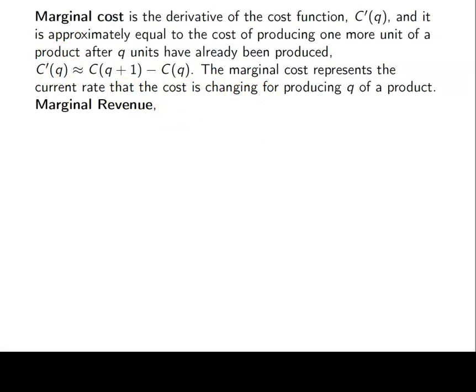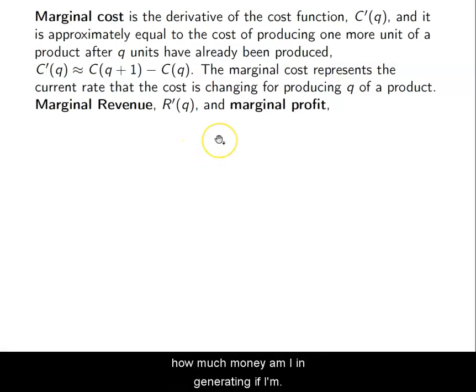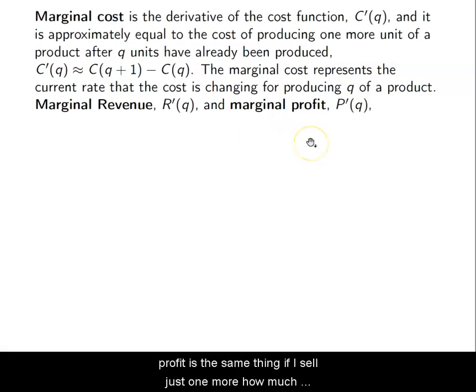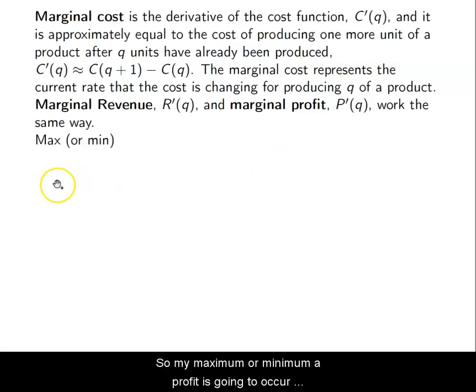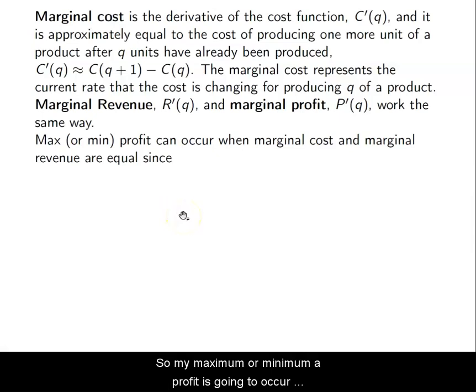It's the rate that the cost is changing. Marginal revenue is basically the same thing, but it has to do with revenue. How much money am I generating if I sell just one more cupcake? My marginal profit is the same thing. If I sell just one more, how much is my profit increasing? So my maximum or minimum of profit is going to occur when my marginal cost and marginal revenue are equal.